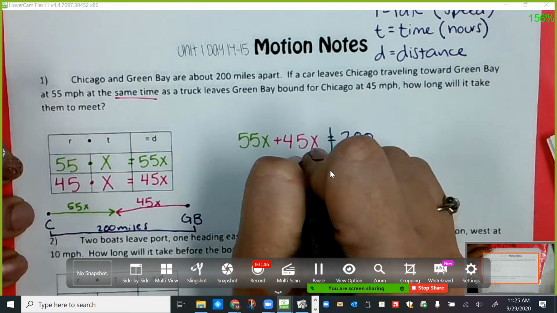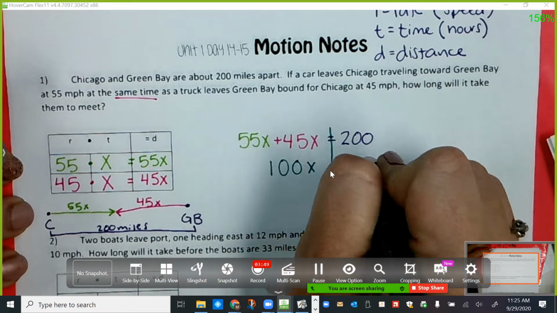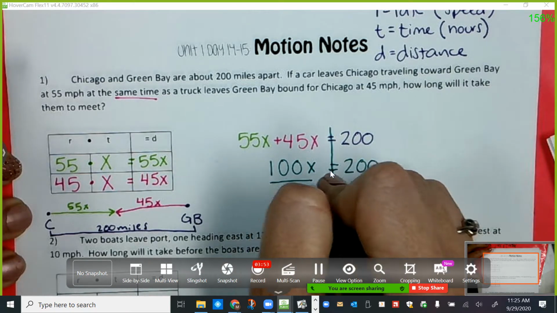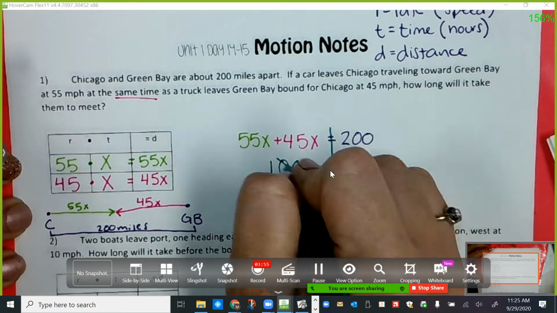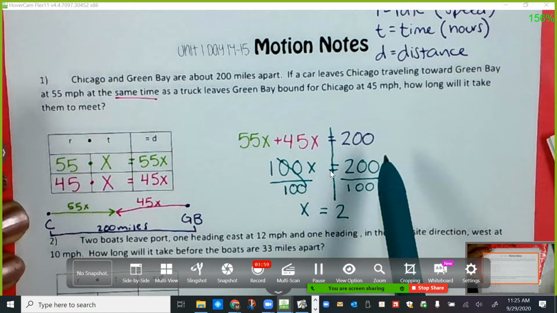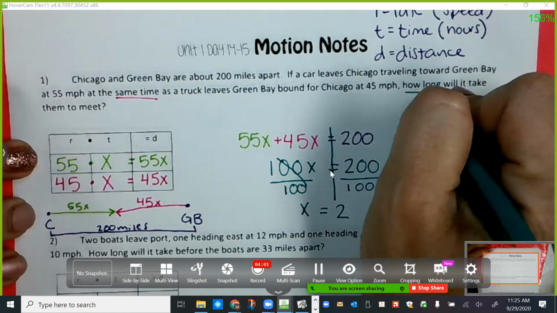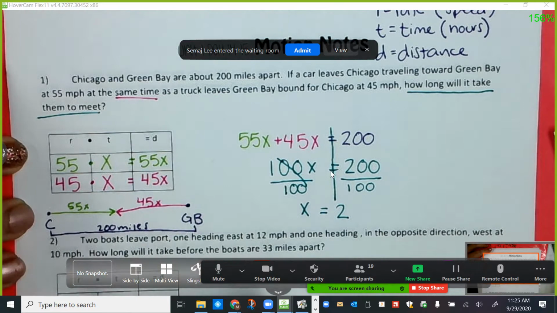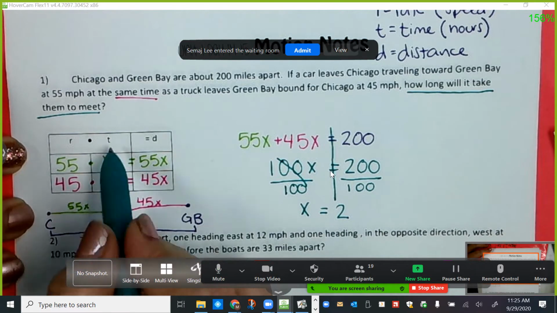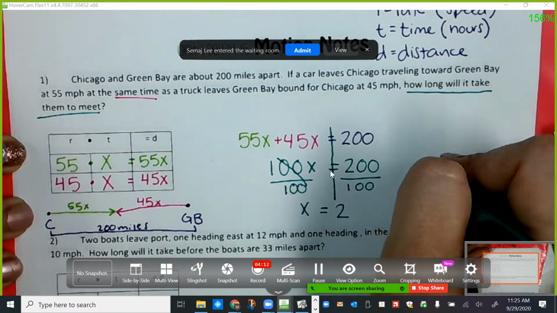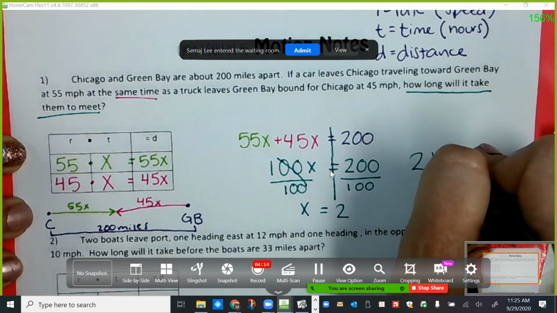Now what? Divide by 100. Now, we have to pay attention to what the question is. How long will it take them to meet? Does x represent my time? Yes. So, we know that this is 2 hours.